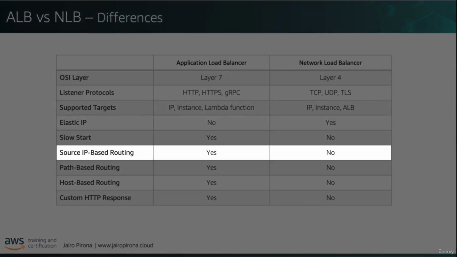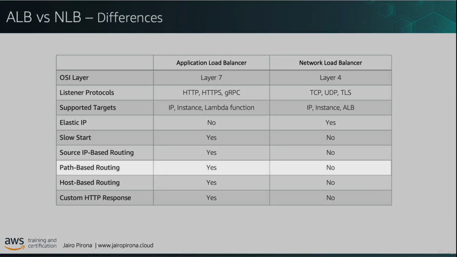Next is routing based on the source IP. It allows routing requests to a target group based on the source IP address of the requesting client. This can be useful in different situations, such as when you need to forward requests from a specific IP address to dedicated targets. This is only supported in the application load balancer.